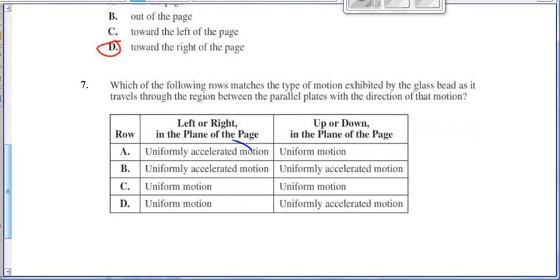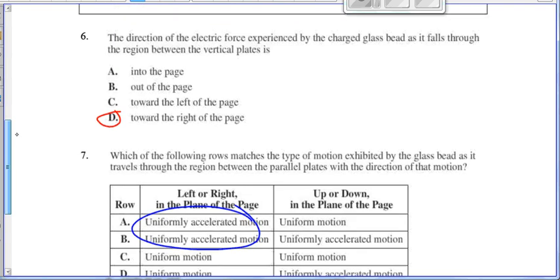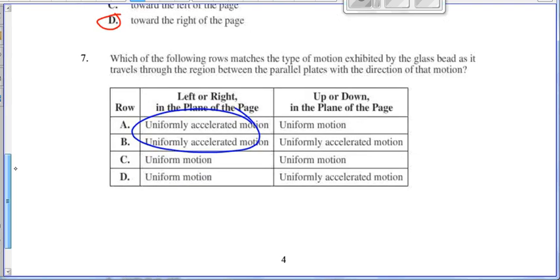What about vertically, up or down? Well, it's gravity. Gravity causes it to accelerate. So it's going to be uniformly accelerated motion in both cases. The answer is going to be B. Okay, take a look at question number 4 now.